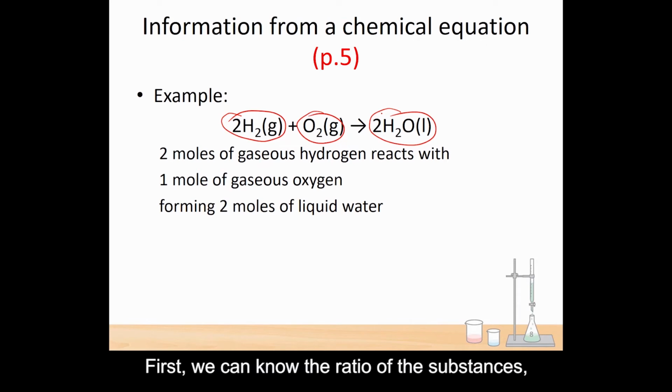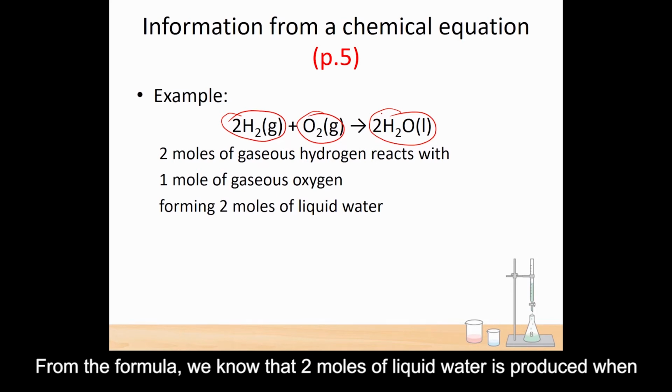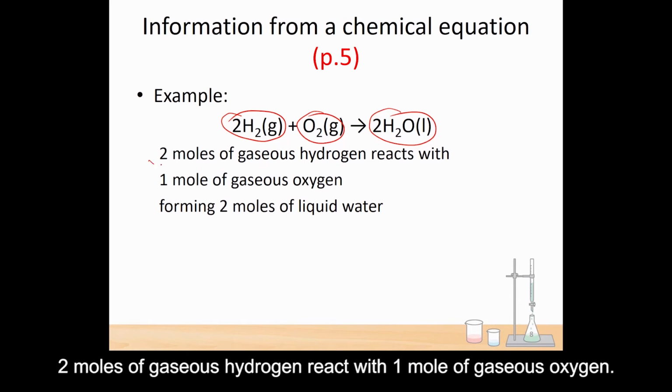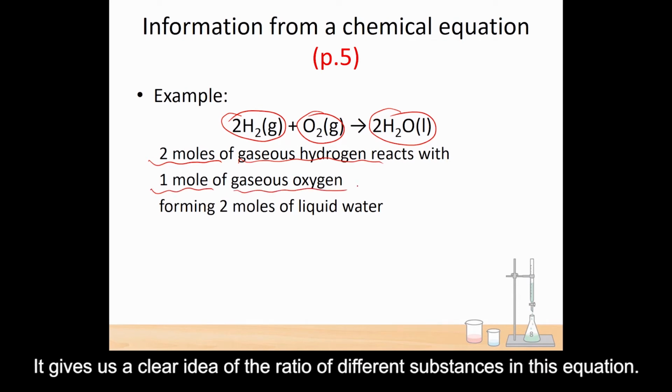First, we can know the ratio of the substances, which is the ratio of hydrogen to oxygen, is 2 to 1. From the formula, we know that 2 moles of liquid water is produced when 2 moles of gaseous hydrogen react with 1 mole of gaseous oxygen. It gives us a clear idea of the ratio of different substances in this equation.